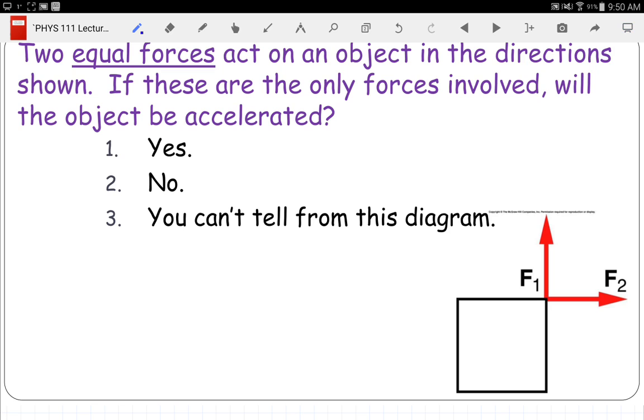Okay, now we take a third and final look at this problem. We still have two equal forces, but now one is horizontal and one is vertical. If these are the only forces involved, so there's no gravity, no normal force or anything like that, will the object be accelerated?